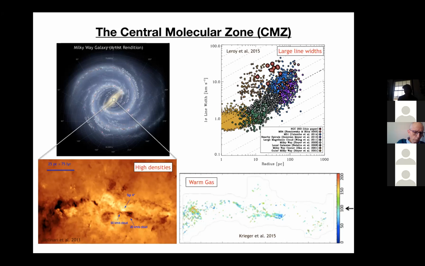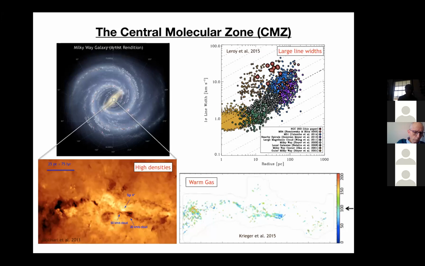So we're seeing line widths that are about 10 kilometers per second, whereas similar sizes in the galactic disk might have line widths that are around 1 kilometer per second. So it's about an order of magnitude larger. The densities that we see in the galactic center are around 10 to the 4 to 10 to the 5, whereas gas that's in the galactic disk is typically on the order of about 10 to the 2 to 10 to the 3. We also see much hotter gas temperatures as well.